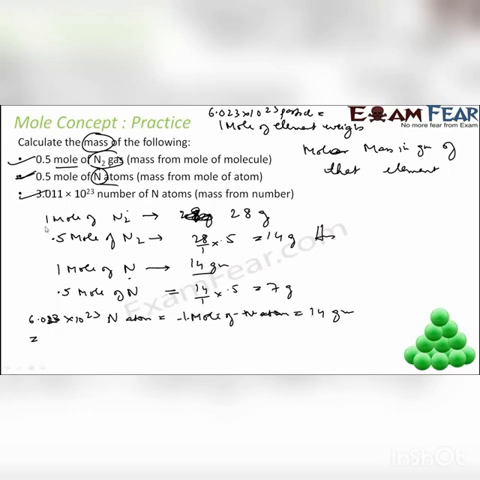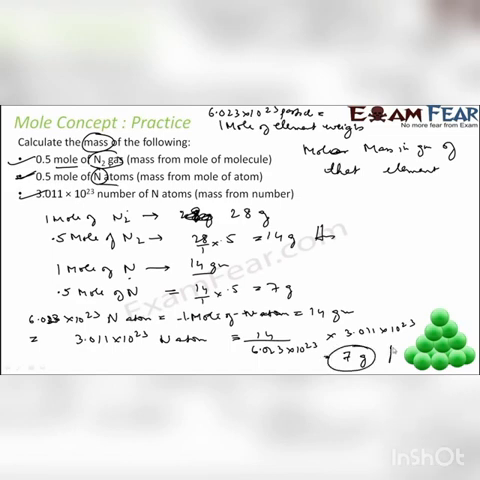These many atoms is 14 grams, so this many atoms is how many grams? It will be 14 by 6.023 into 10 to the power 23 into this value. You solve this, you get 7 gram, and that is the answer. Pretty easy.